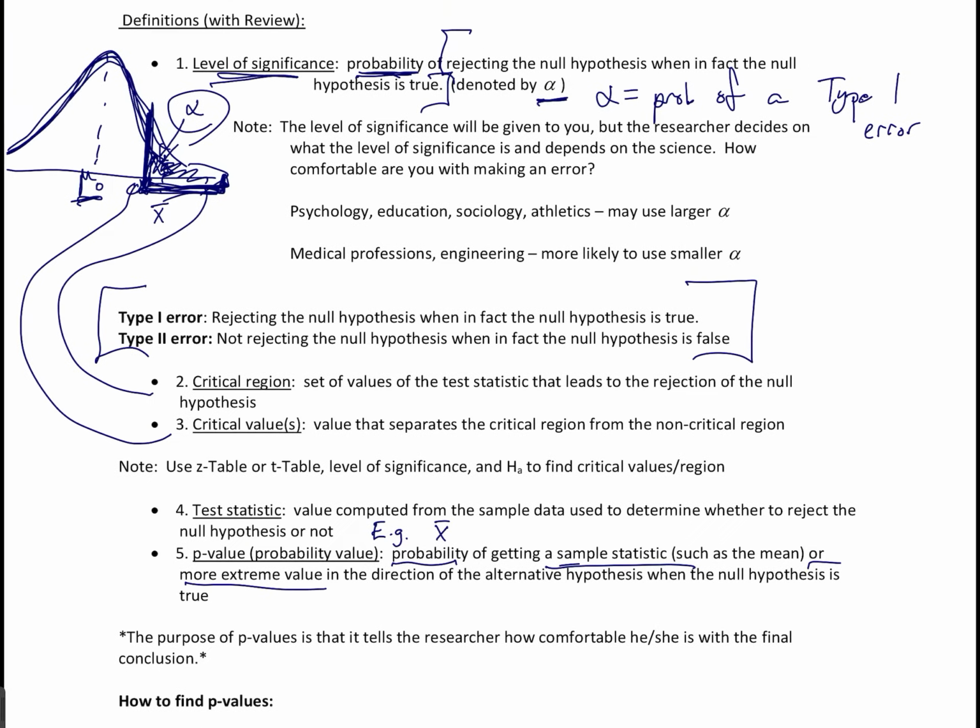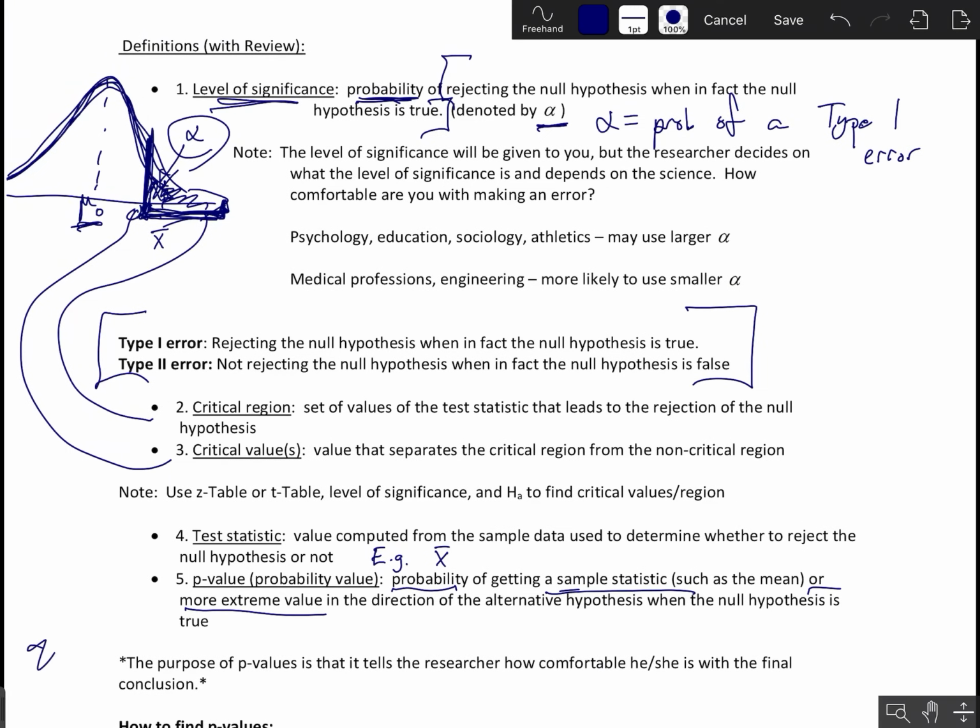So in this example, I know this picture is getting a little bit messy, but bear with me. Let's say that you get an x bar value like this. So this is our x bar value. The p-value here would be this shaded green area. So p is going to be the area over to the right further than x bar. That would be the probability of getting a sample statistic like x bar that's as bad as x bar or worse for the null hypothesis.